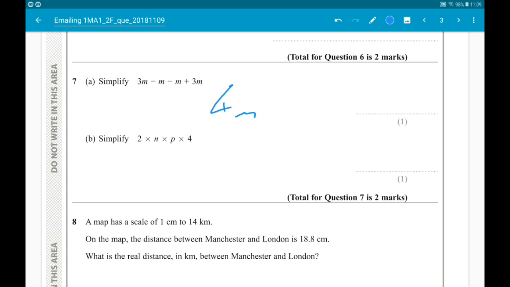Part B, simplify 2 times n times p times 4. Okay, so multiplication is magic. Doesn't matter what order we do this in, so we could just as easily write this as 2 times 4 times n times p. So 2 times 4 is 8, so we have 8 times n times p. We can write that then as 8np.